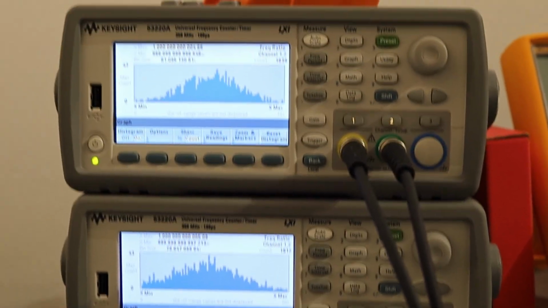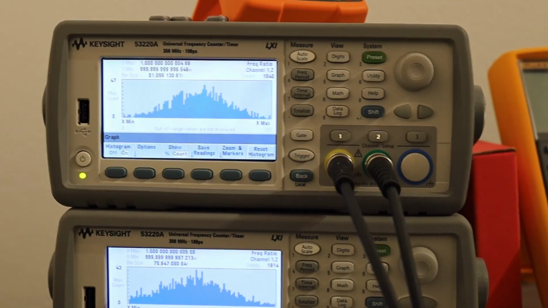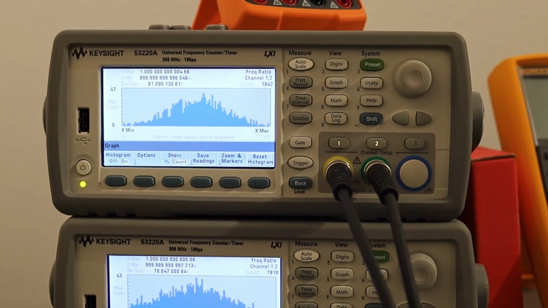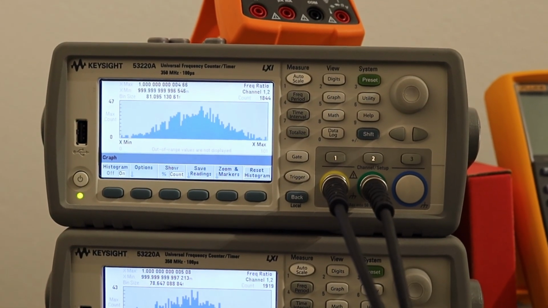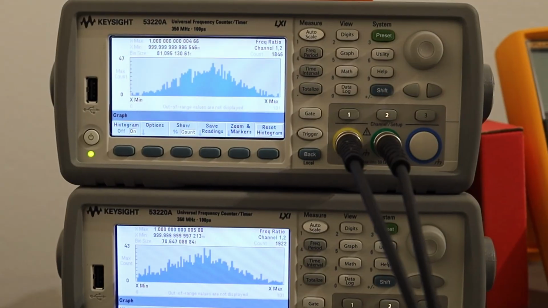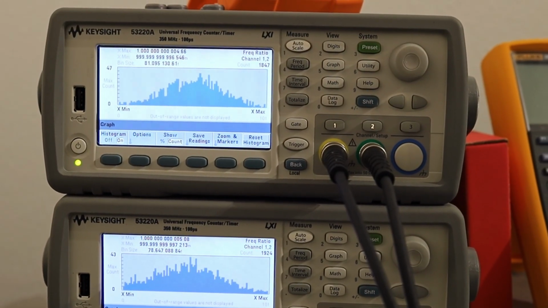Now I'll move this instrument and we will show you the difference between channel 1 and maybe channel 4, just to show you that there is no difference in the frequency itself and there is no relation. I have to reset the histogram. We will collect histogram for some time. I'll come back and show you what's the difference.